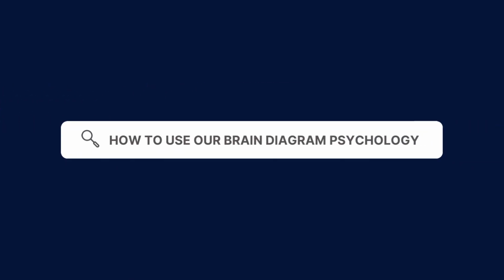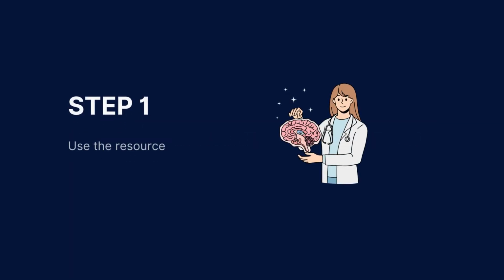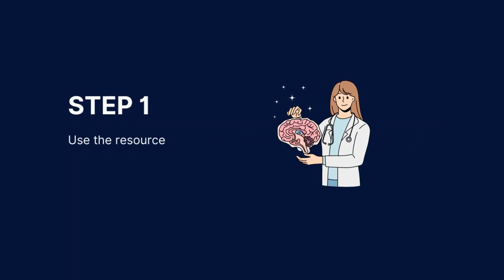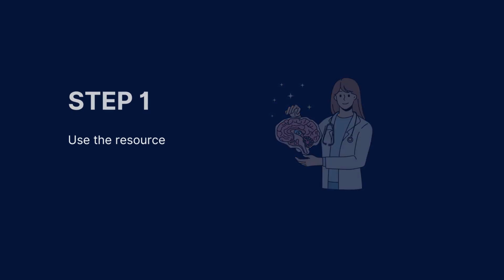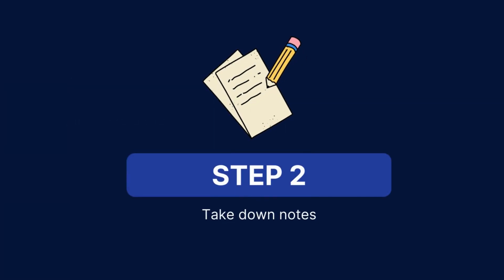To use our free brain diagram psychology template, follow these steps. Download our brain diagram for psychology from the CarePatron platform, which you can find in the link in the description. Once you have a copy, you can use the resource in any way. Take down notes on results and observations in the provided space at the bottom of the template.